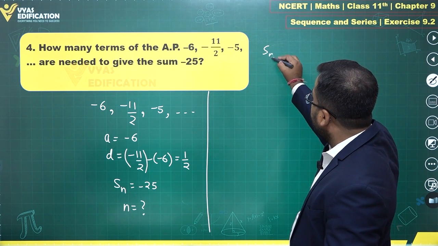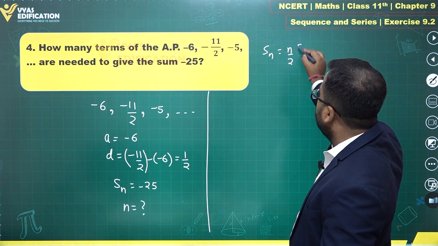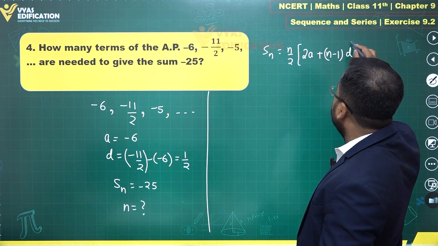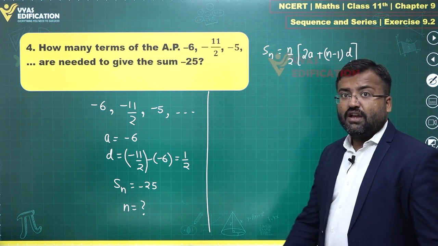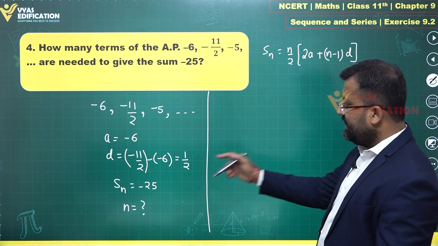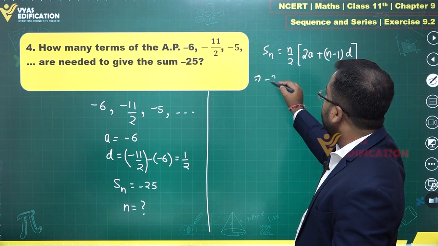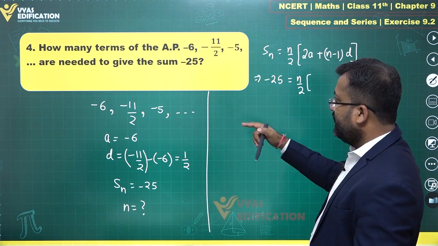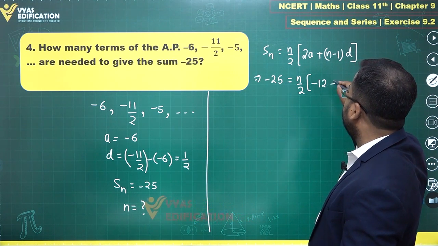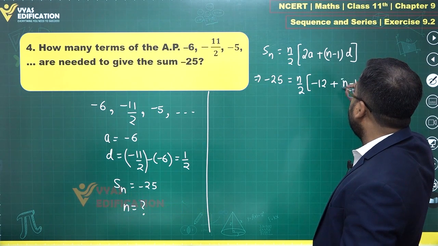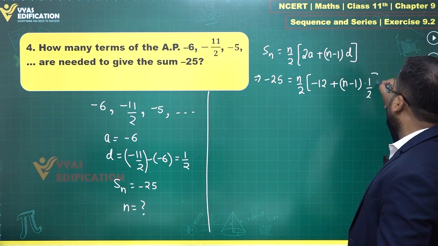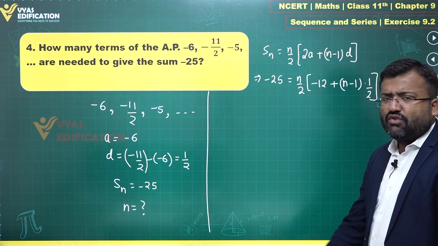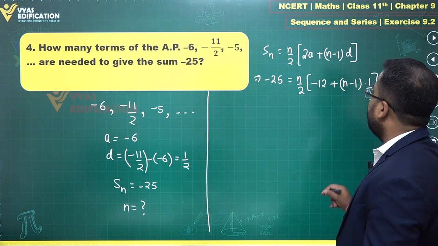So let's use the formula. Sn is n by 2 times (2a plus (n minus 1) d). Using this equation, I can get the value of n by substituting those values first. Minus 25 equals n by 2, 2a will be minus 12, plus (n minus 1) times d, which is 1 by 2. This is what you have. I seem to get a quadratic in terms of n, which is okay, that's not an issue. N times n will be a quadratic.